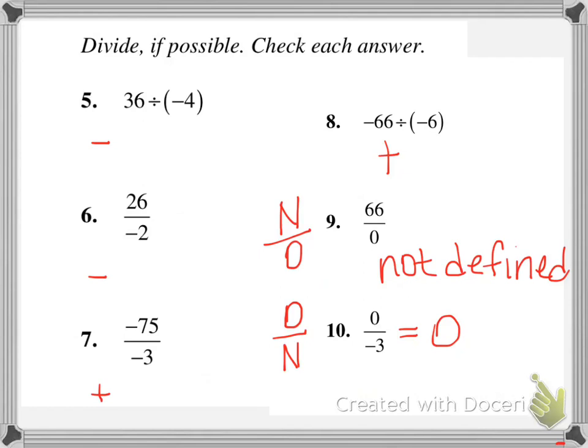So now let's go back and check our answers. We said that number 5 is going to be negative. 36 divided by 4 is 9. 26 divided by 2 is 13. We already identified it's negative, so it's negative 13. 75 divided by 3 is 25, and we said it was going to be positive because the signs were the same. Number 8, we have 66 divided by 6 is going to be 11, positive. We've already identified that.